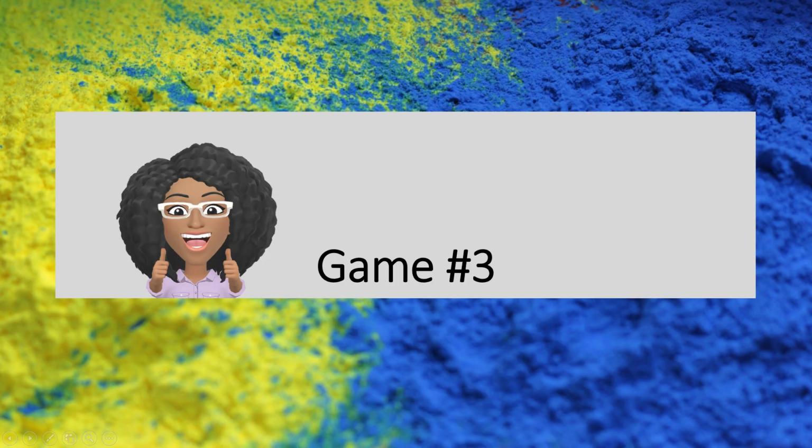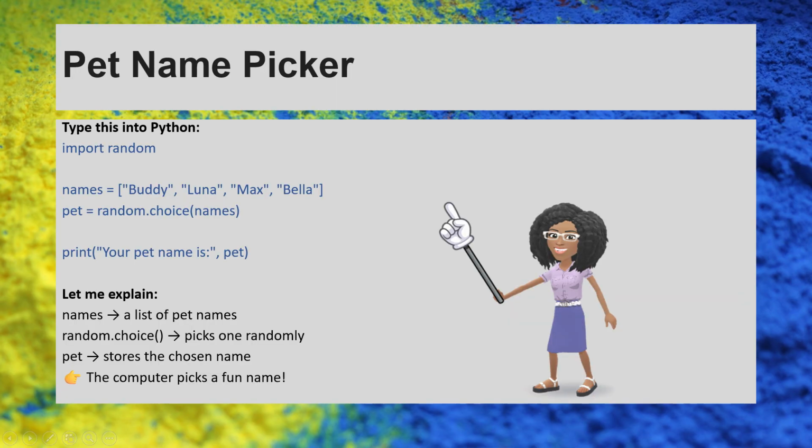Game number 3. Pet name picker. Type this code into Python. You can pause the video again while you type.